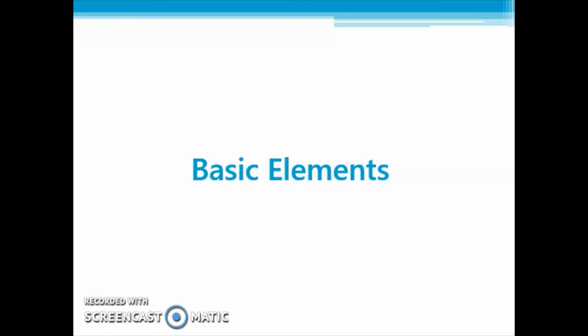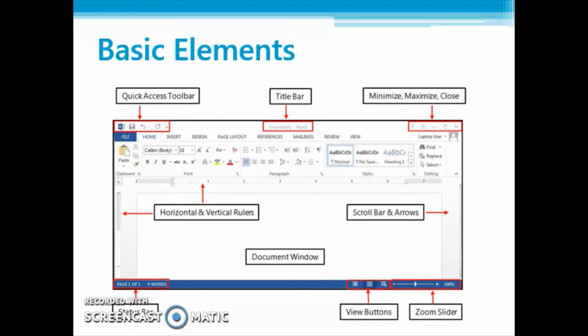Okay, so now we move on to the basic elements of Microsoft Word. Okay, so this is what Microsoft Word looks like when we have it opened up on our computer. So first of all, we have our document window, which displays the current document you have open when you open Word. Next, we have the title bar, which displays the document name and is located in the top middle area of the window. To the left of that, we have the Quick Access toolbar, and this includes buttons for saving documents, undoing actions, repeating actions, and printing.